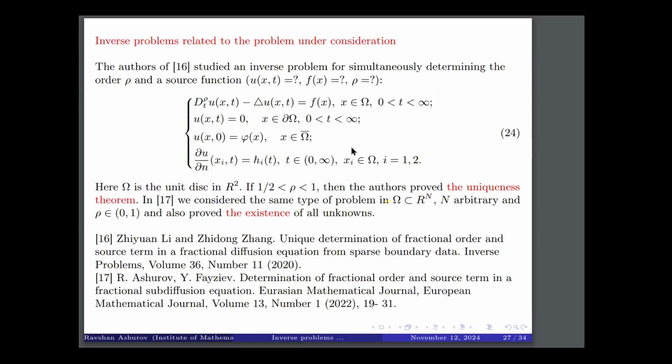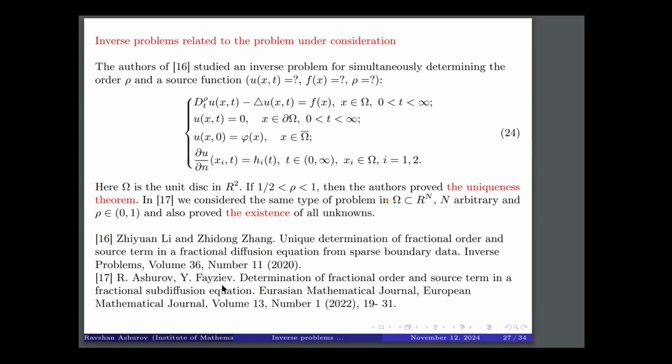Now we will consider the inverse problem to find the right-hand side and rho. Such a problem was first investigated by these authors in 2020. They considered this problem 24, where omega is a disk in R2. This parameter rho is between half and 1. And these are overdetermination conditions at x1 and x2, both from omega. And the authors proved only uniqueness.